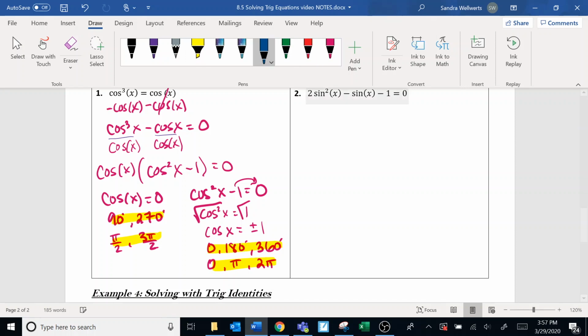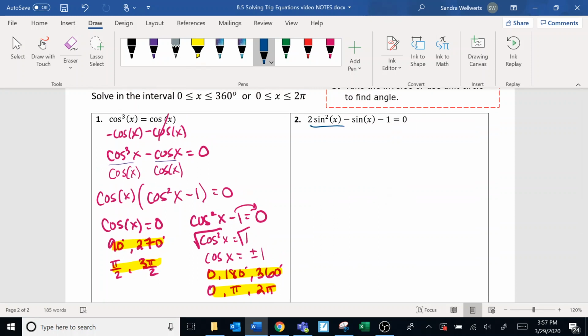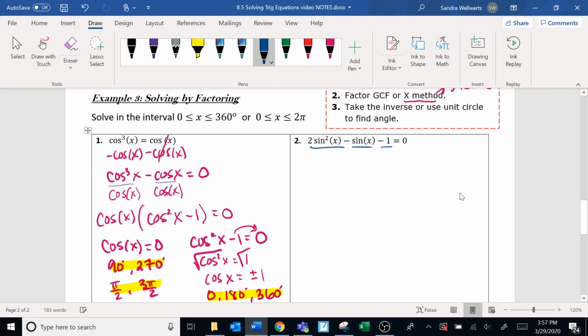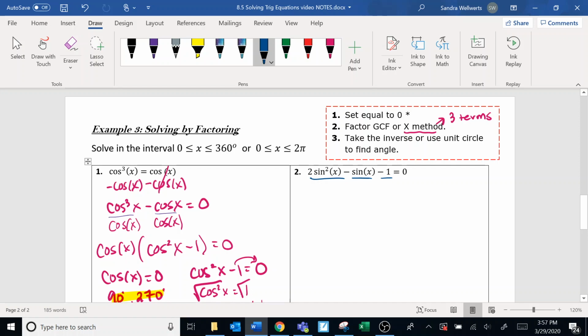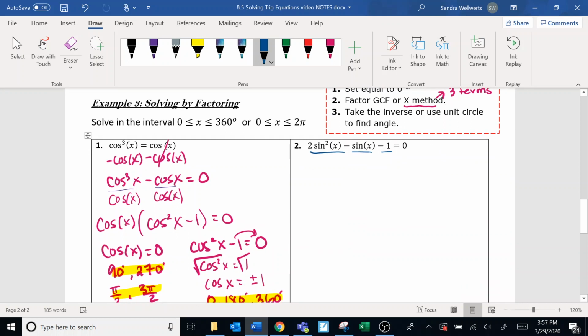Okay, let's do number 2. We can see that we have 3 terms, so we know we're going to be using the x method. It's already set equal to 0, so we don't have to worry about moving anything. Everything's already set equal to 0. We're going to have to factor using the x method.